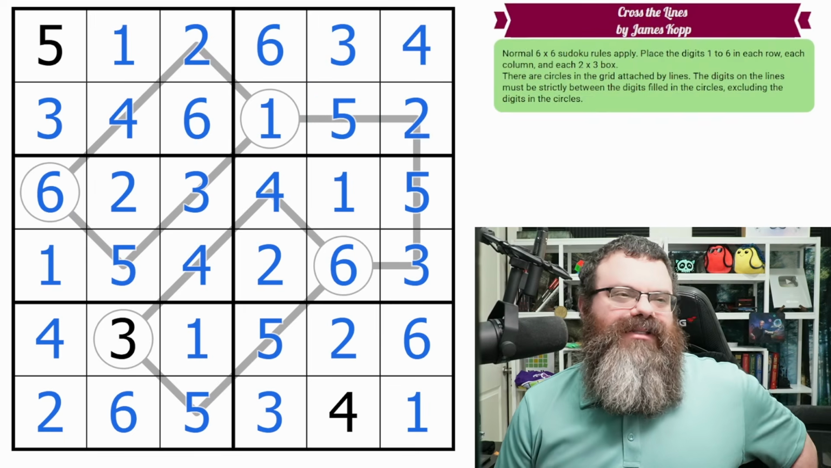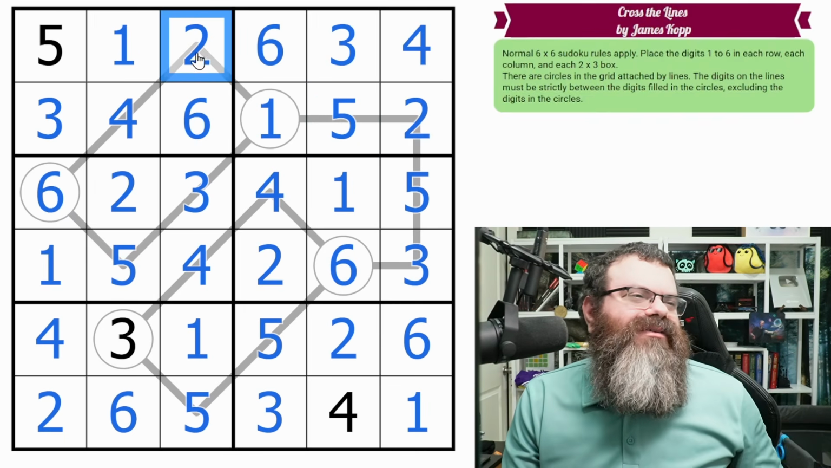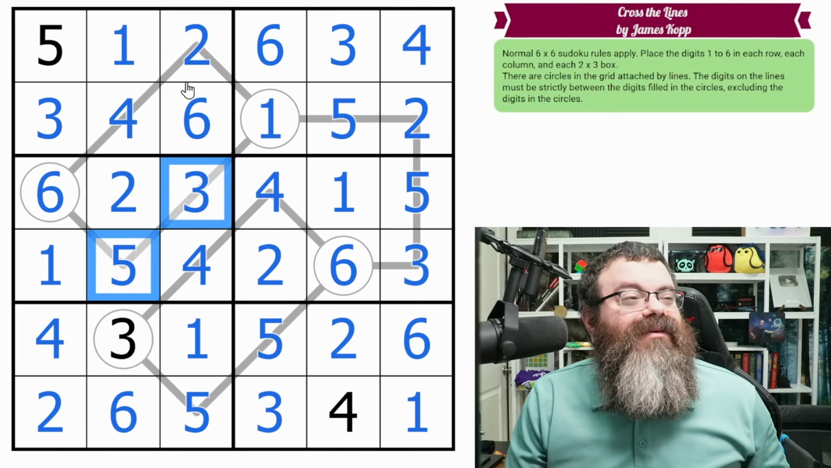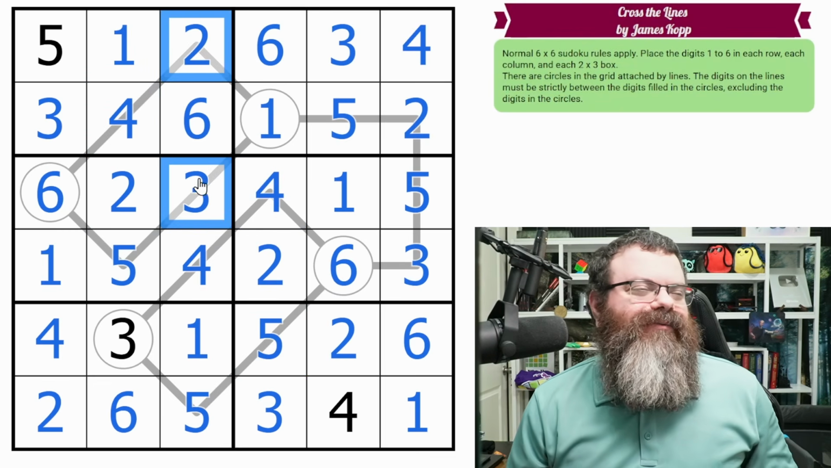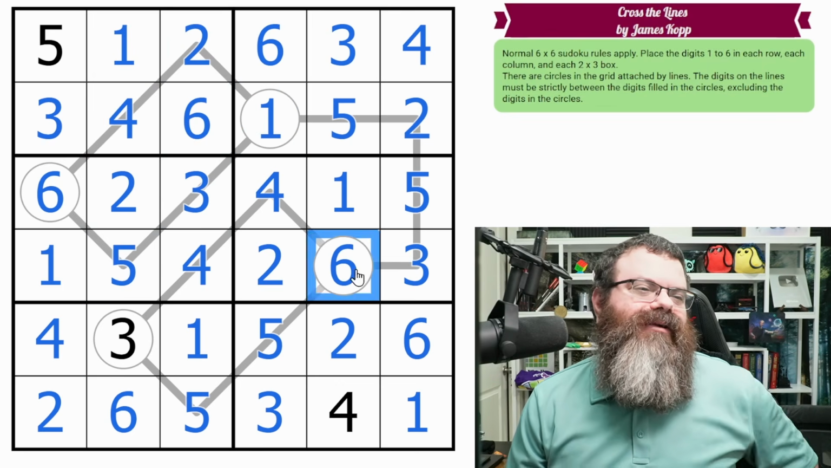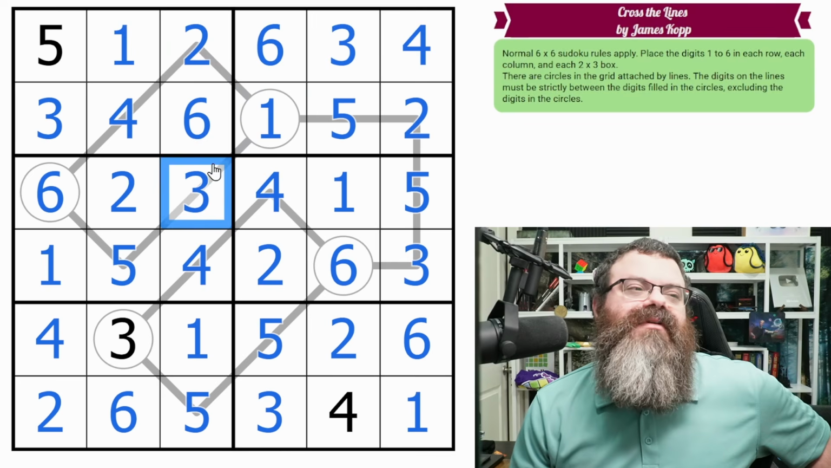All right, neat puzzle, James. Really nice use of between line logic. I liked how you did it twice where, hey, yeah, there was some openness here and here, but consider the fact that the column can't repeat when dealing with the circles. And this taught us that. And then this followed through with it with the 2, 3 pair. Really neat.